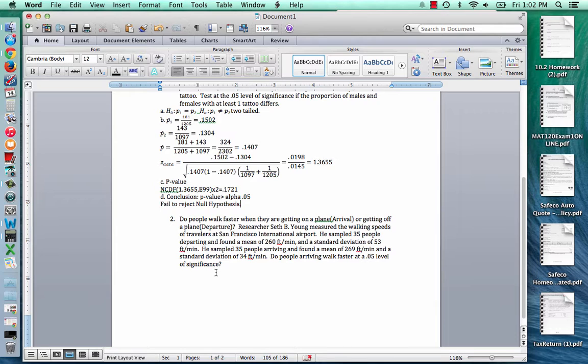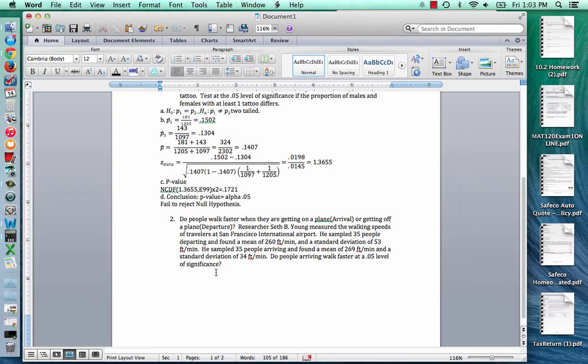Researcher Seth B. Young measured the walking speed of travelers at San Francisco International Airport. He sampled 35 people departing and found a mean of 260 feet per minute, and a standard deviation of 53 feet per minute. He sampled 35 people arriving, and found a mean of 269 feet per minute and a standard deviation of 34 feet per minute. Do people arriving walk faster at the 0.05 level of significance?